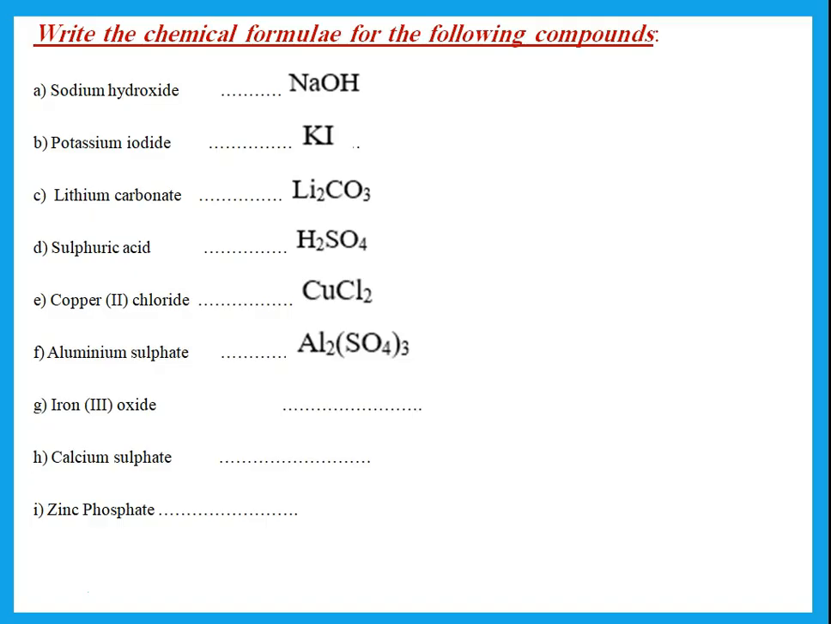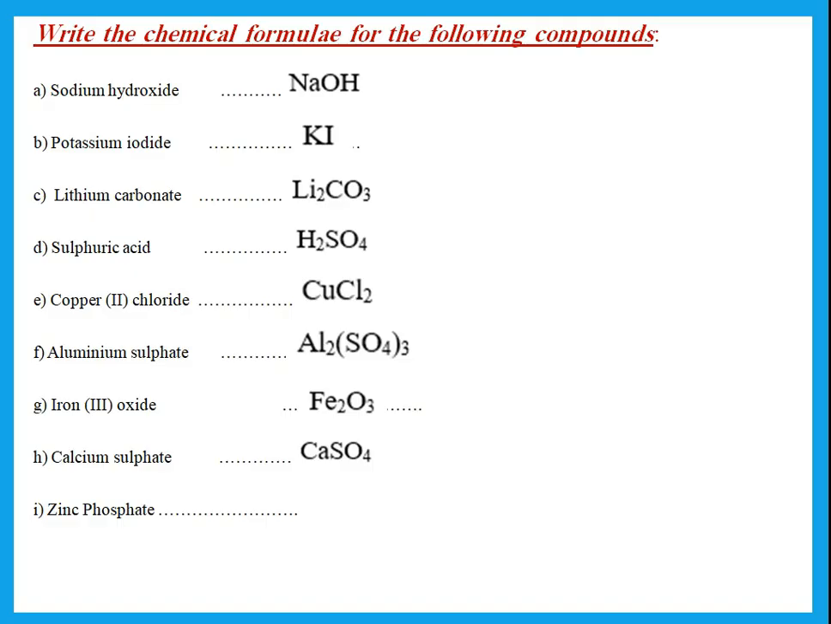Iron 3 oxide. Iron is Fe, oxide is oxygen. If I say iron 3, that means that the valency of iron is 3, so I put the 3 under the oxygen. And the oxygen has a valency of 2, so I put it under the iron.